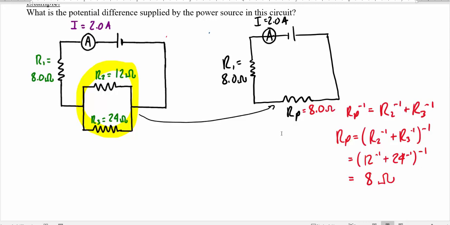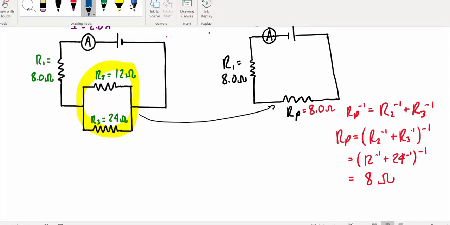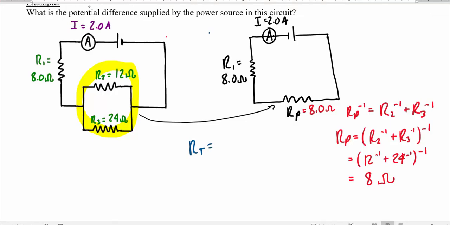So not totally sure if this is going to be helpful or not, but why don't I just go ahead and figure out the total resistance of the circuit, because the total resistance of the circuit will be R1 plus RP. Remember here that R1 is in series with RP, so we're going to use our series rules, whereas R2 and R3 were in parallel, so before we had to use our parallel rules. So this is going to be 8 plus 8, or 16 ohms. So I now know my total resistance, and let's see what else I can figure out here.